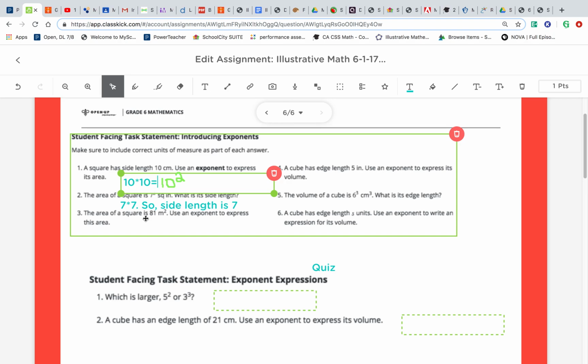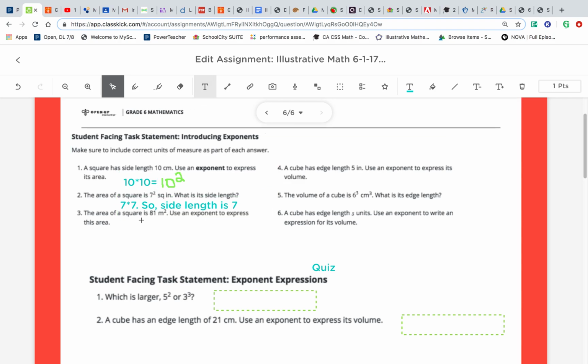And so this is where knowing your multiplication tables will help you out a lot. You should know that 9 times 9 equals 81. Okay, so 9 times 9, we can just describe that as 9 to the power of 2. 1, 2, 2 nines, so 9 to the power of 2.